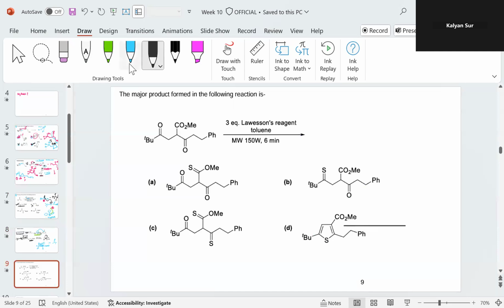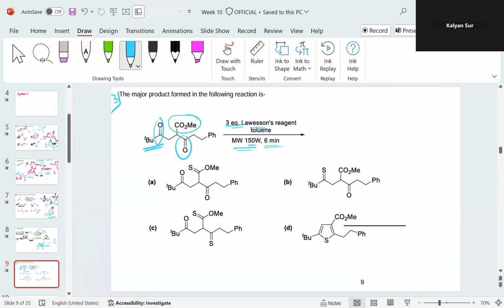Then we have another question. This question is based on the major product formed in the following reaction. If you look at the starting material, there is a keto group, ester, another keto group. So there are three functional groups here, and Lawesson's reagent is added to this starting material, and this MW is microwave irradiation at 150 watt for 6 minutes. So what product is formed in this reaction?